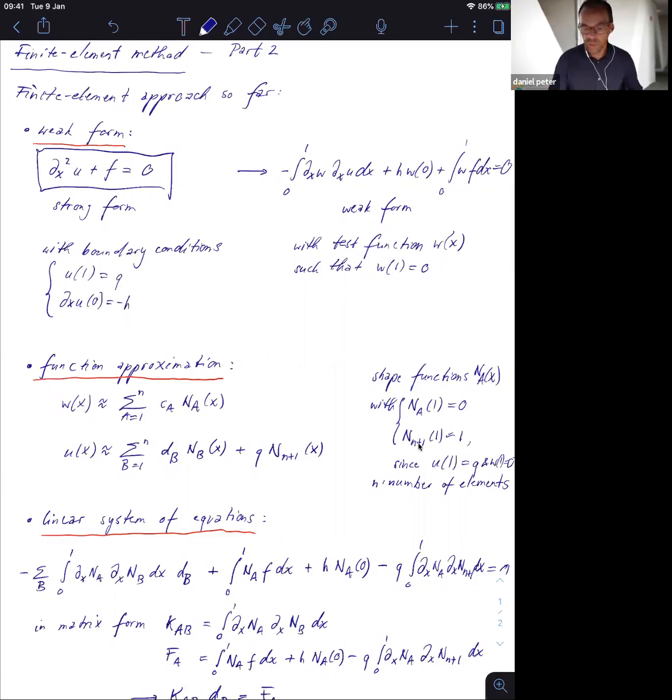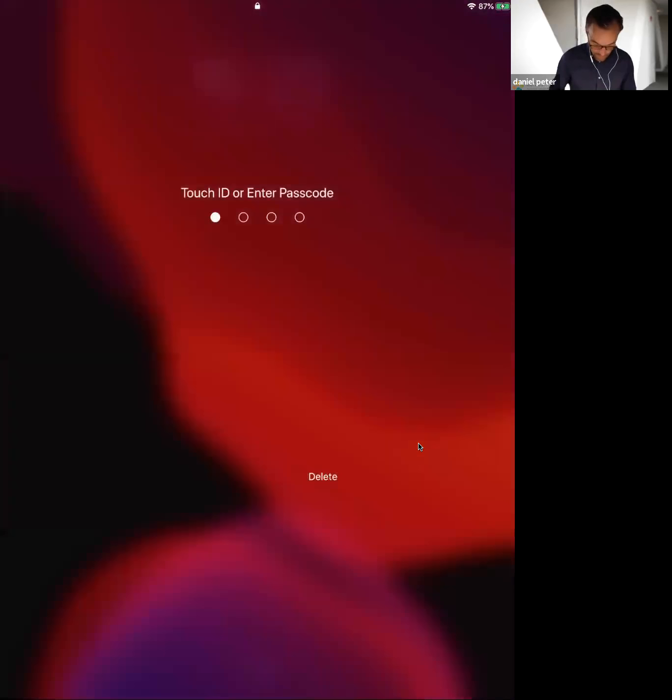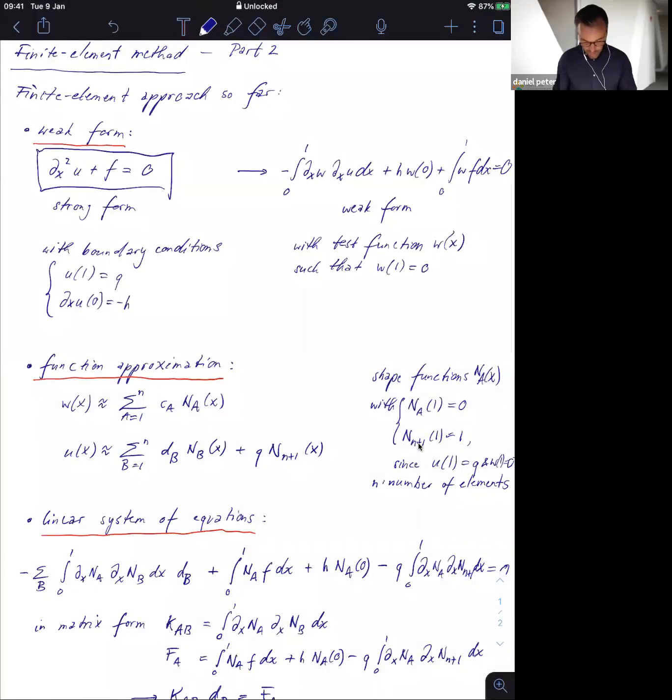So you see in a very general case, often the function approximation just looks like that. You don't have this term here. And then they say that's the function approximation. You approximate it on a basis with N_A, but then N is the number of nodes that you have, which is not the number of elements. So be aware of that difference.